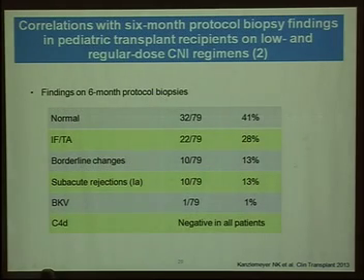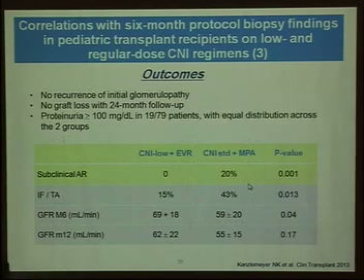So, overall, when they look at the findings of 600 protocol biopsies, you see the protocol biopsy was normal in 41% of cases, IFTA in 20% of cases, and PK was nil, C4D was negative, and subacute rejection, which we are discussing, was present in 20% of cases.